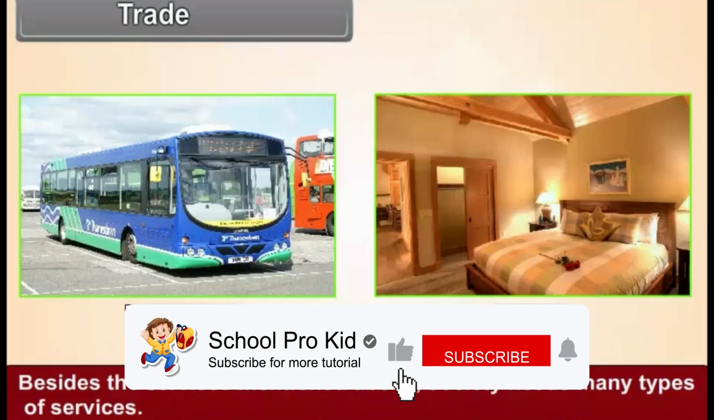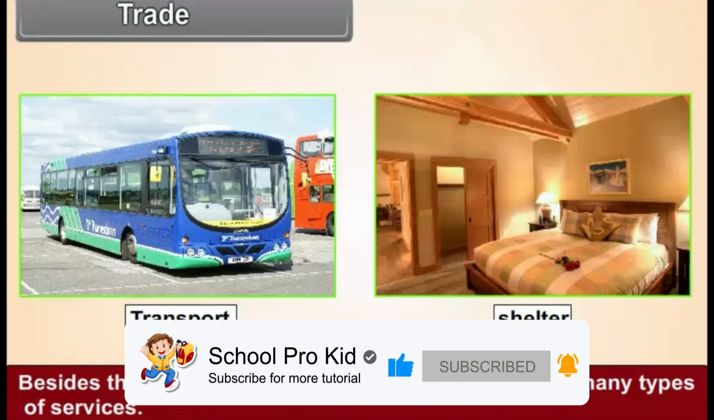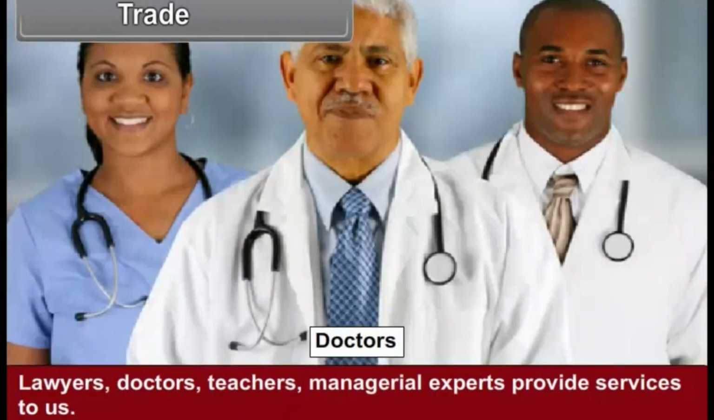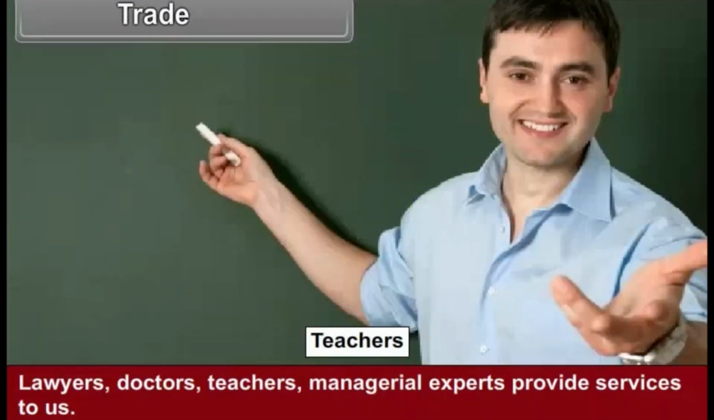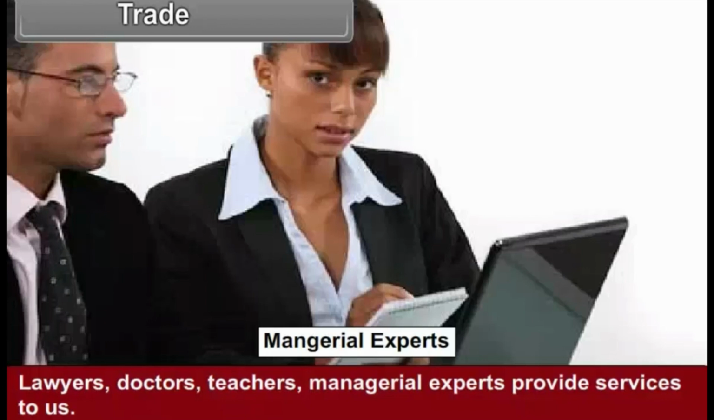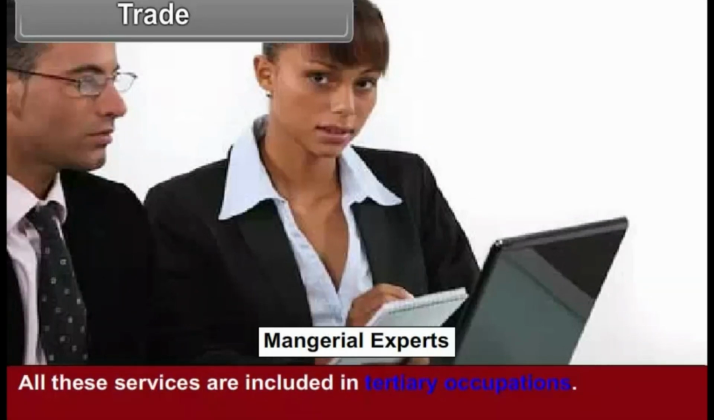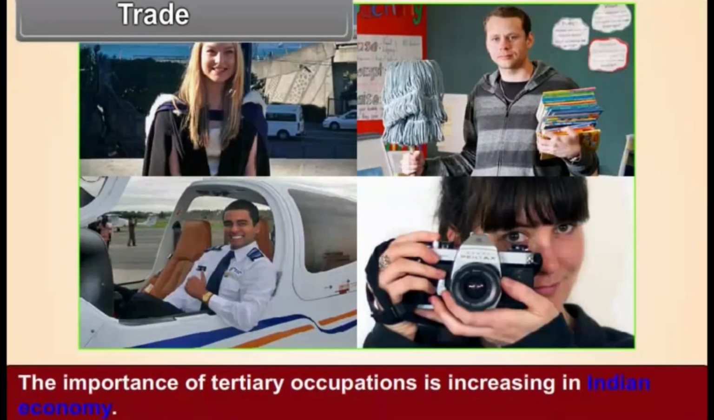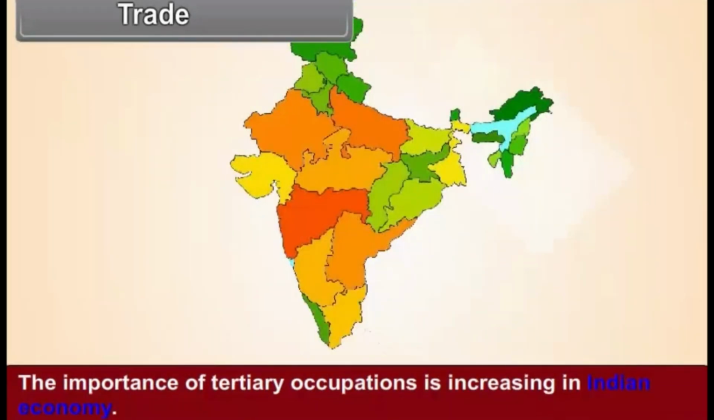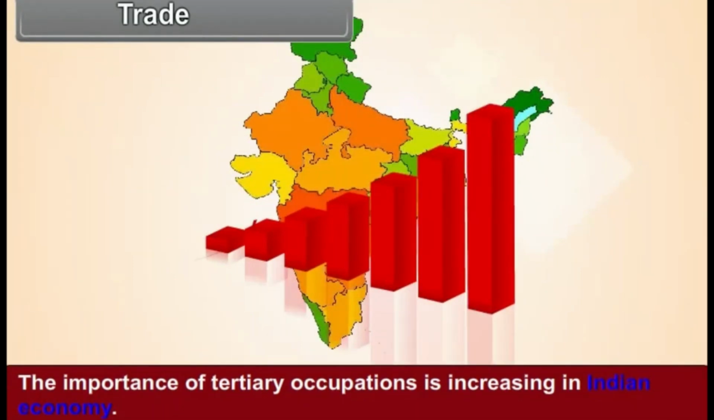Besides the services mentioned above, society needs many types of services. Lawyers, doctors, teachers, managerial experts provide services to us. All these services are included in tertiary occupations. The importance of tertiary occupations is increasing in the Indian economy.